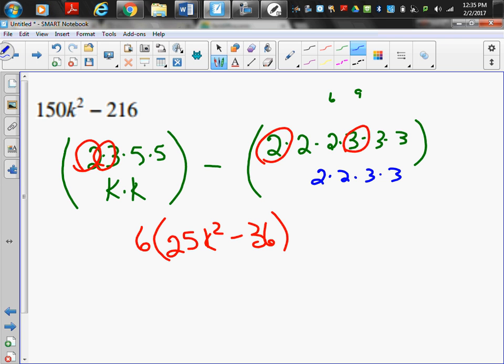Alright, so now I have 6, what's 25? 5 times 5. So we know we have 5 and 5, k squared is 5k plus and minus, excuse me. 36 is 6 times 6.